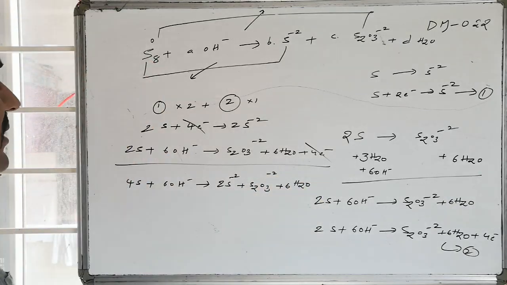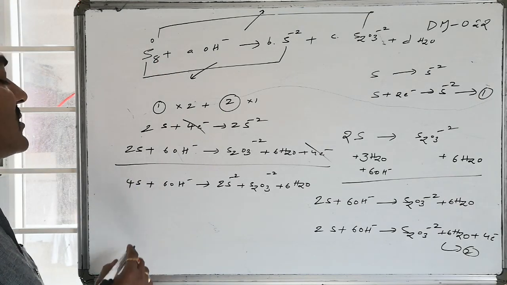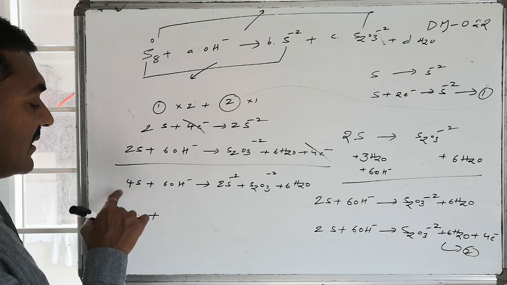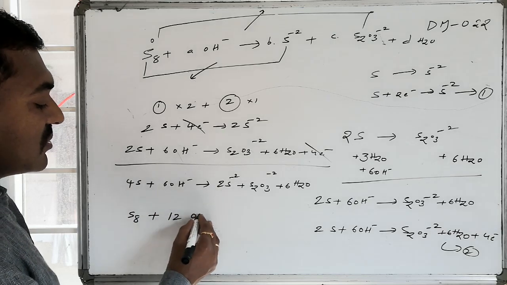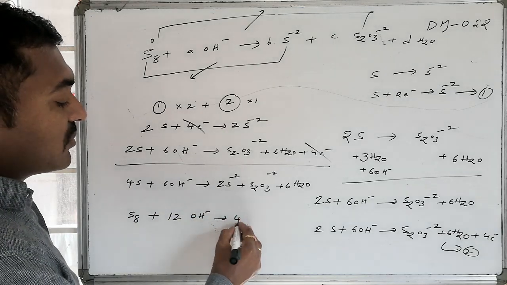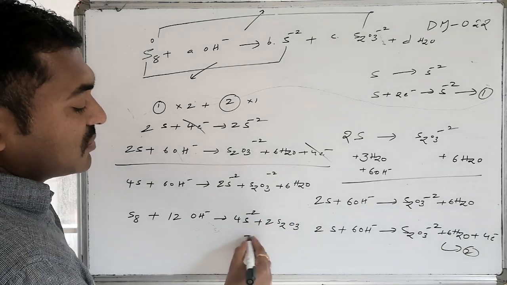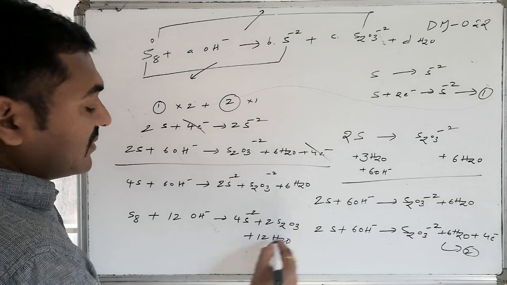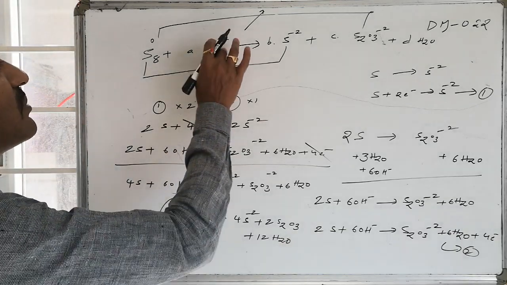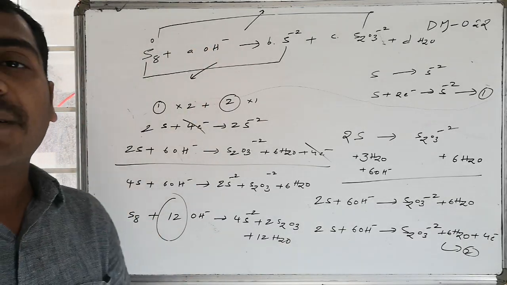Whereas here, for reference, we have S8. S8 is possible if it is 8 sulfurs, so if I write S8, it requires multiplication with 2. So therefore this is 12 OH minus followed by 4S minus 2 followed by 2S2O3 followed by what? 12 water. So therefore the coefficient of OH minus is found to be 12.